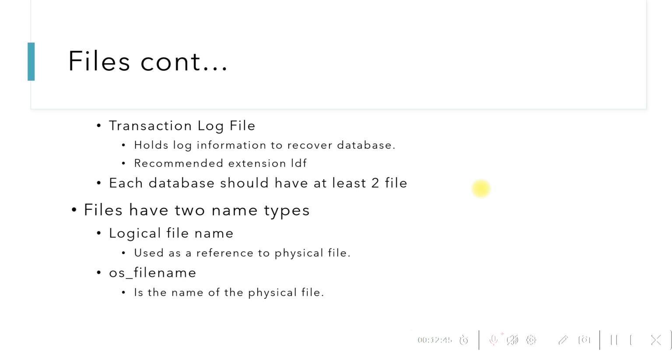The file names are of two types. One is the logical file name. That's the name that you give, and T-SQL will reference your files with that name. It is not the actual file on the OS. That's just a file name, so it's called the logical file name. Then you have the OS file name, which is the actual file location on your physical drive on your server, right? So those are the two names you can have.